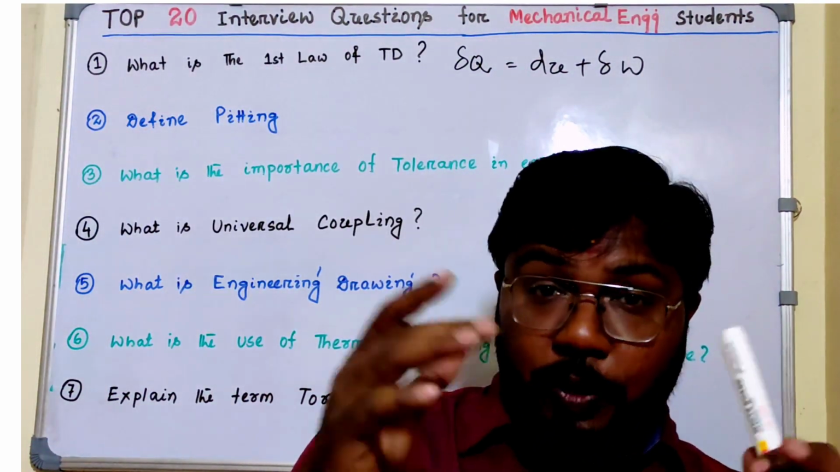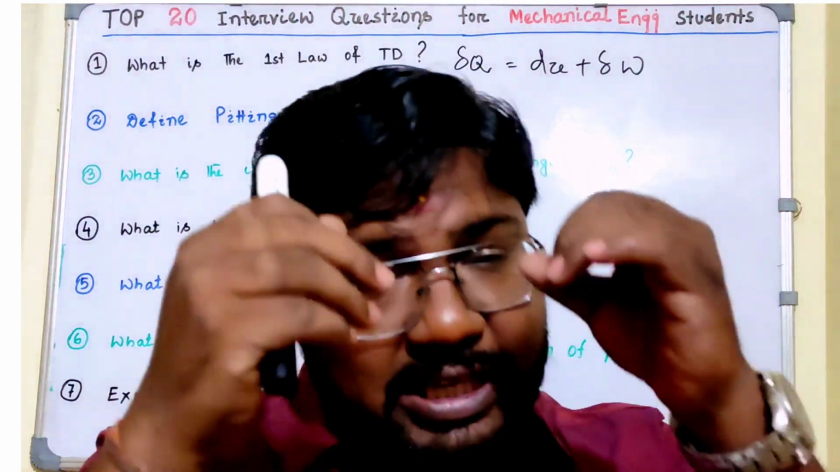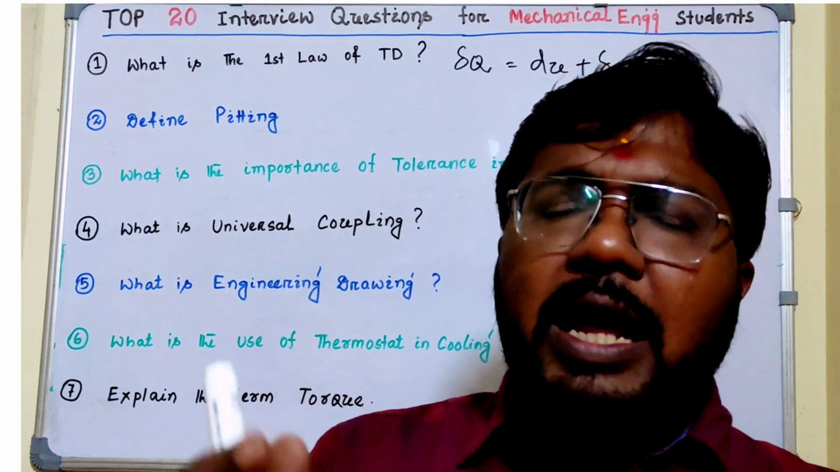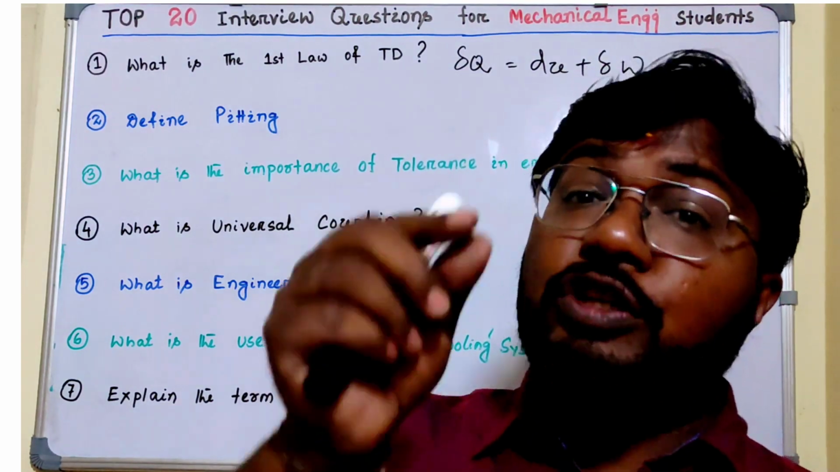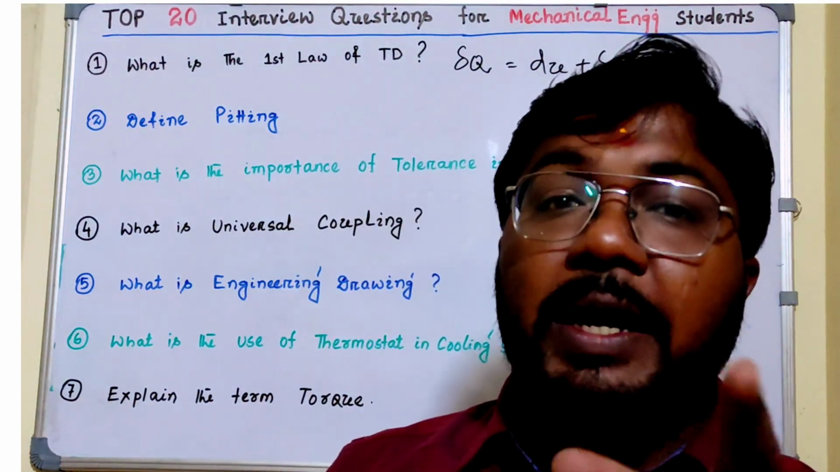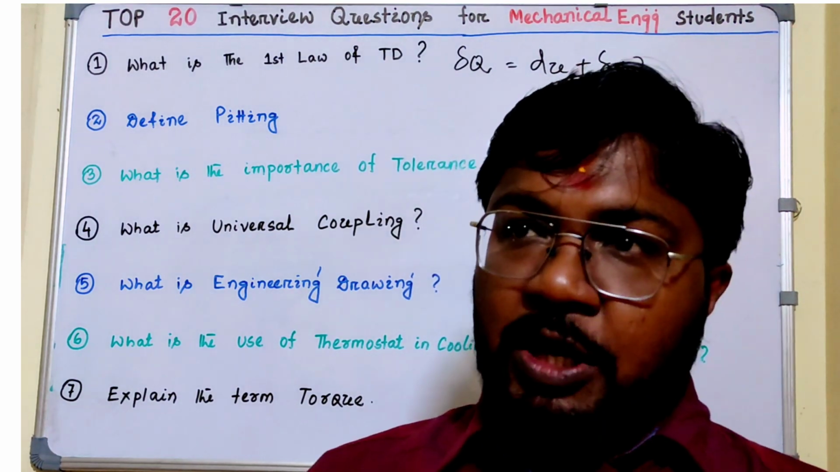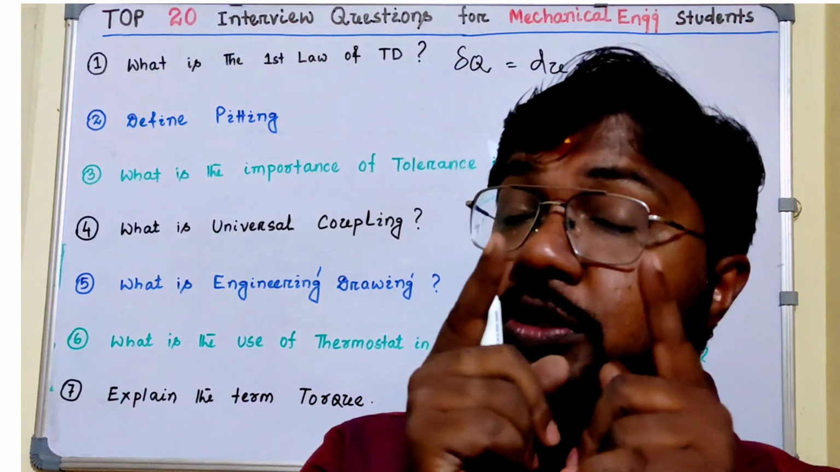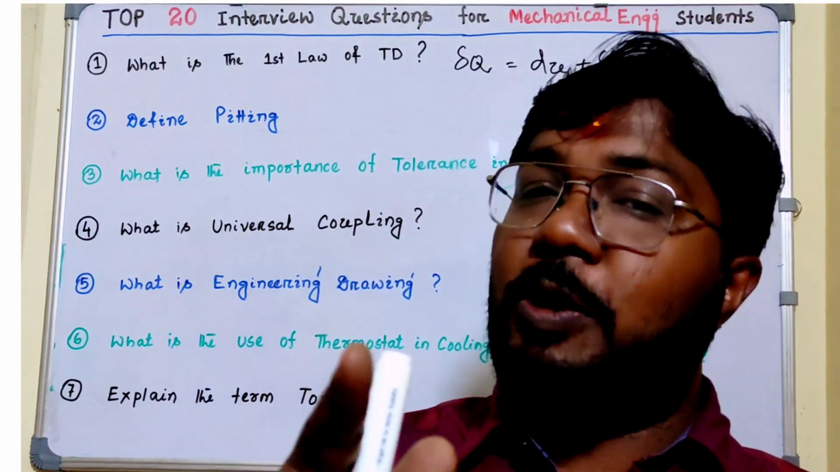Okay, question number 2: define pitting. It is a question from the production area. Pitting is nothing else but corrosion. It is a chemical reaction which produces corrosion, and small holes are produced in the metal. So it is a defect. Pitting is a corrosion-related thing which produces holes in the metal.